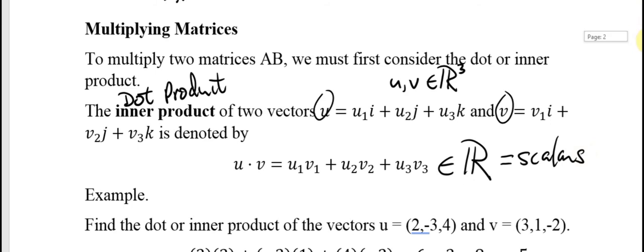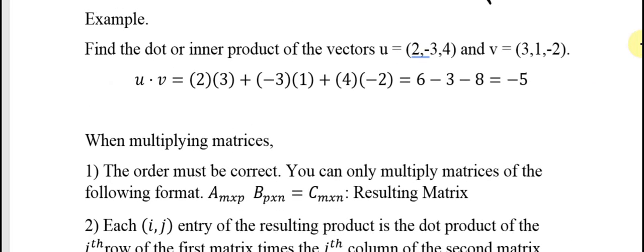So as an example, if we have these two vectors, u and v, and just find the dot product, it becomes 2 times 3 plus negative 3 times 1 plus 4 times negative 2. So it gives us 6 minus 3 minus 8, and so that gives us negative 5. Now you keep that in mind because we used that idea of multiplying matrices. We used the dot product concept.